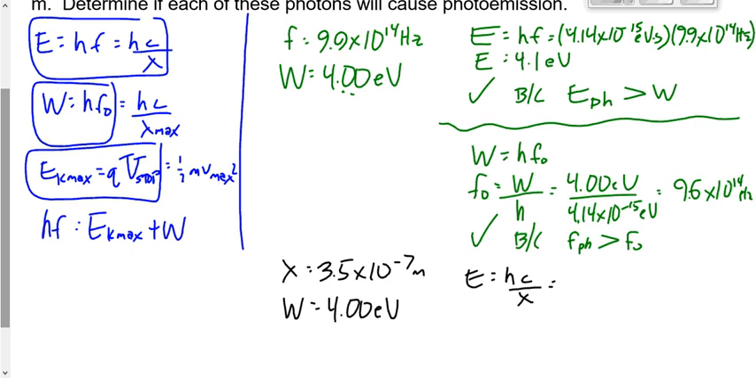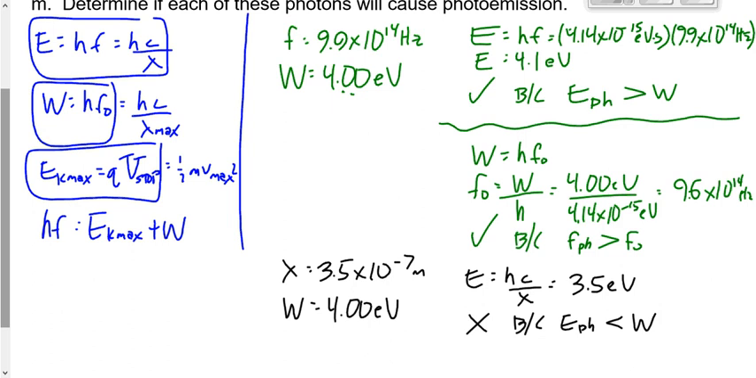If we do that, using h as 4.14 times 10 to the negative 15, we get an energy here of 3.5 eV. But what did we need? 4. This is like going, Slurpees at 7-Eleven is $2. It's like going to 7-Eleven with $1.75, right? We're going to get a Slurpee? No Slurpees ejected because the energy of my photon is less than the minimum energy necessary. It's less than the threshold or the work function.